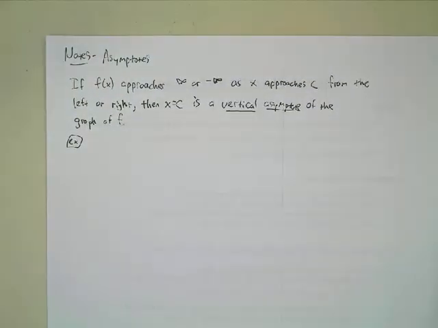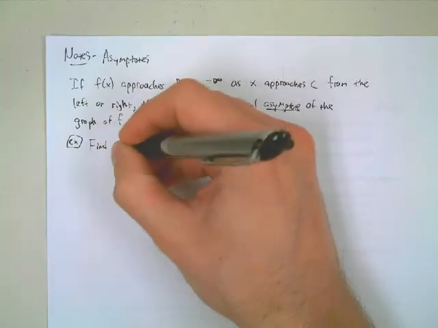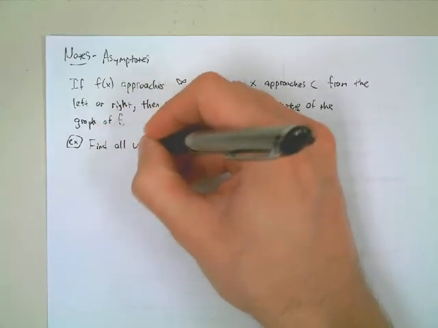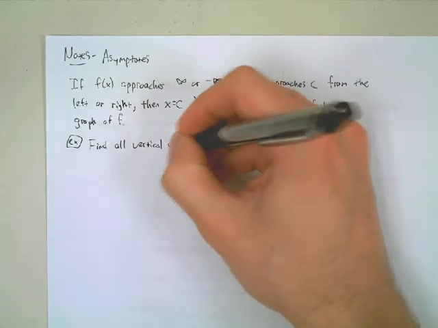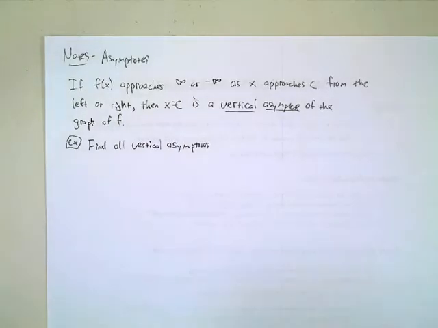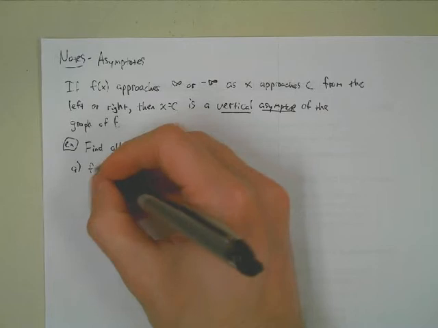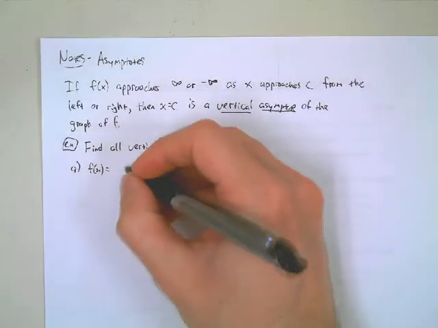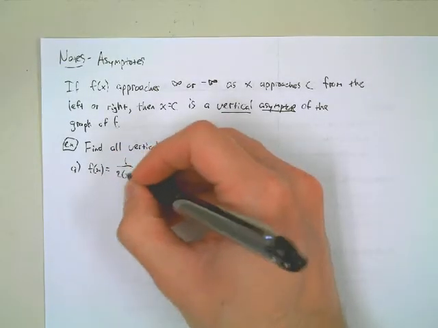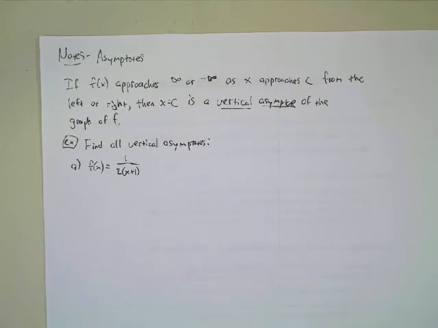So let's do some examples here. Our directions are to find all vertical asymptotes. Okay, so let's see here. First one, we'll start with f of x, and we'll say that that is equal to 1 over 2 times x plus 1.